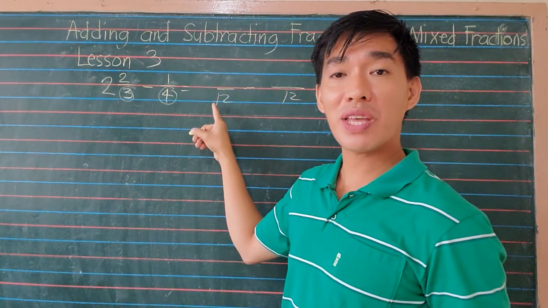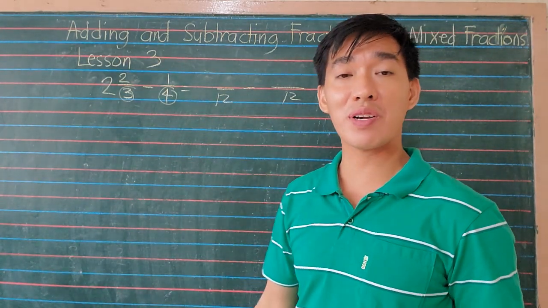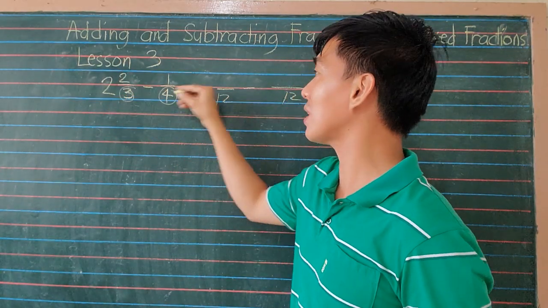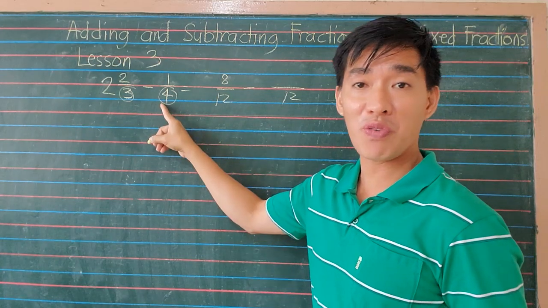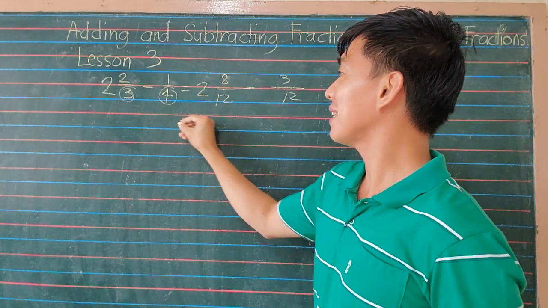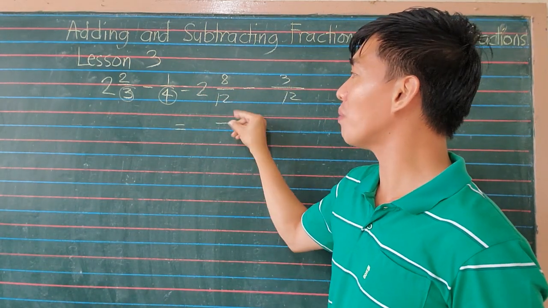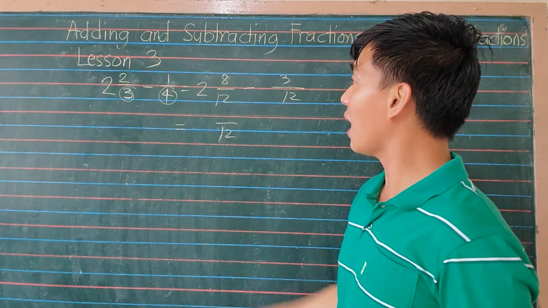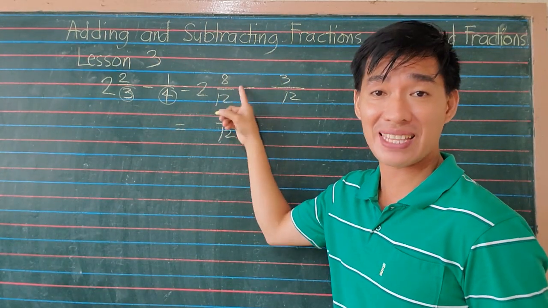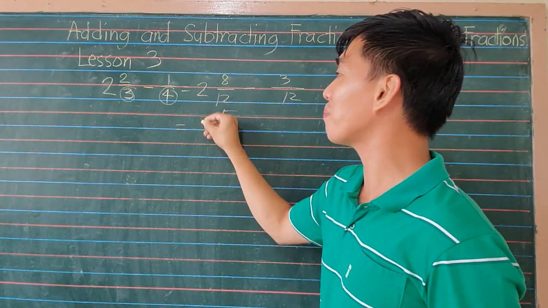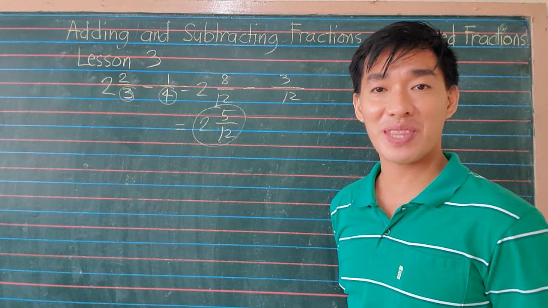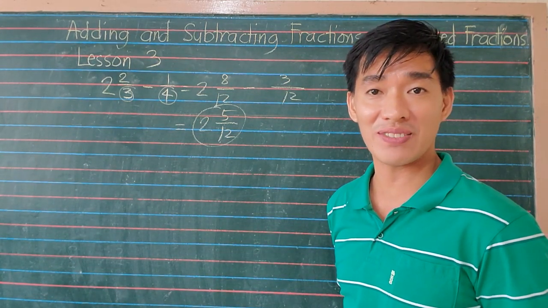Now, because we have the new denominators, expect that our numerators will also change. So 12 divided by 3 is 4 times 2, that is equal to 8. 12 divided by 4 is 3 times 1, that is equal to 3. Then copy the whole number. Then after that one, because we already have common denominators na 12, just copy 12. Now we can subtract 3 from 8, which is equal to 5. Then copy 2, because we don't have a whole number here. So our answer for this activity is 2 and 5/12.